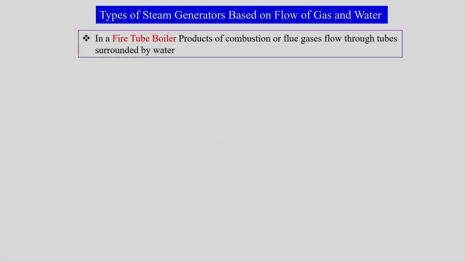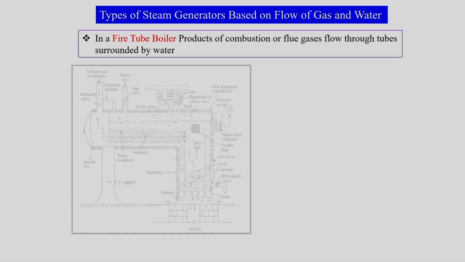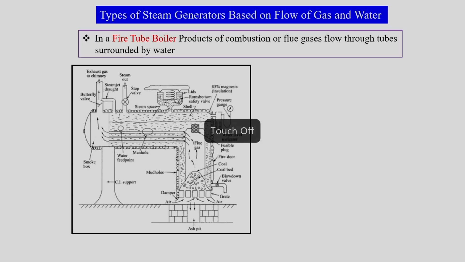In this type we have first the fire tube boiler. Here, products of combustion or flue gases flow through the tubes surrounded by a water body. This is an example where we can see that there is coal, and this coal is getting burnt, and then this fire will pass through the tubes.